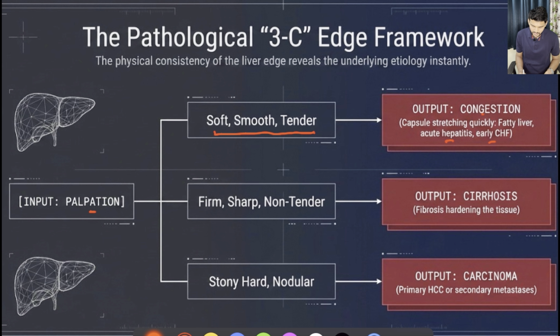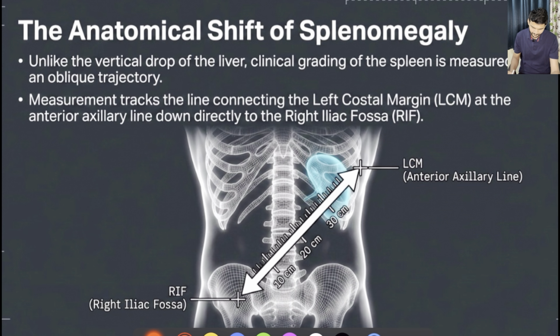If on palpation there is firm, sharp and non-tender liver, think of cirrhosis, mainly the early stages of cirrhosis. If you feel it is stony hard, nodular and quite irregular, always think of carcinoma. So not only the measurement, but the feel of liver's surface, border, all these things will help us in finding out the cause for hepatomegaly.